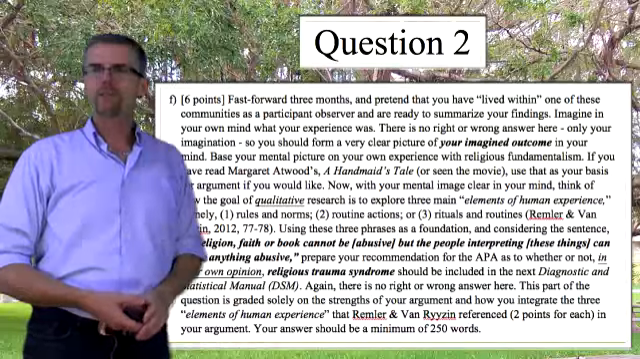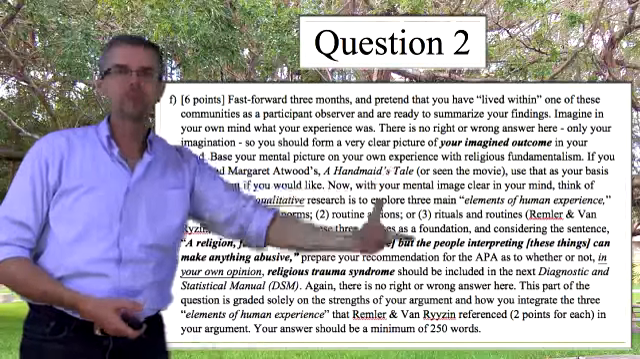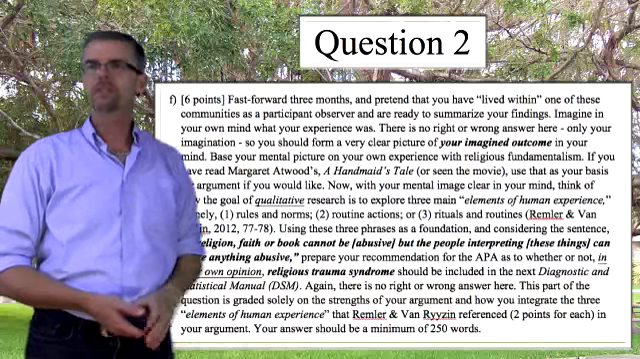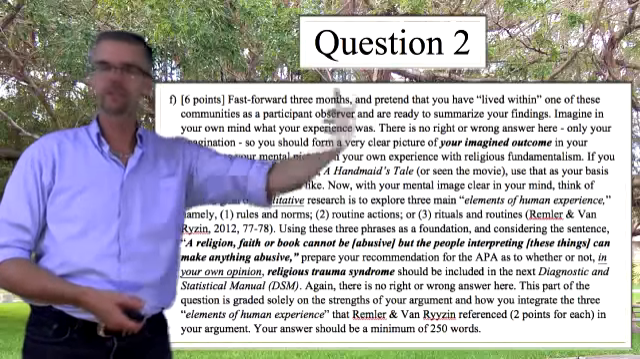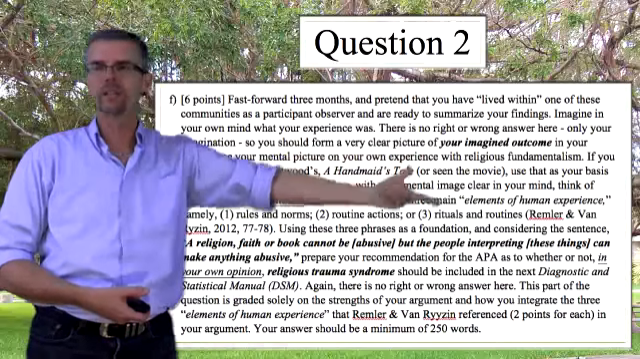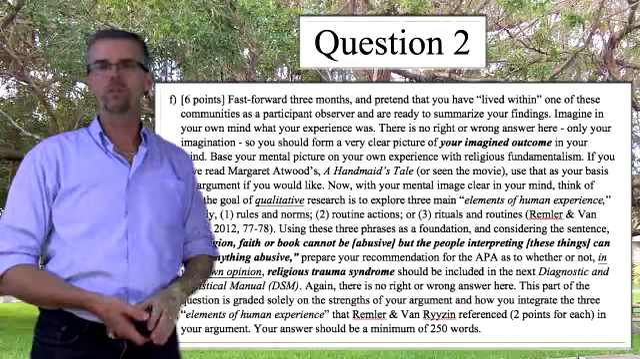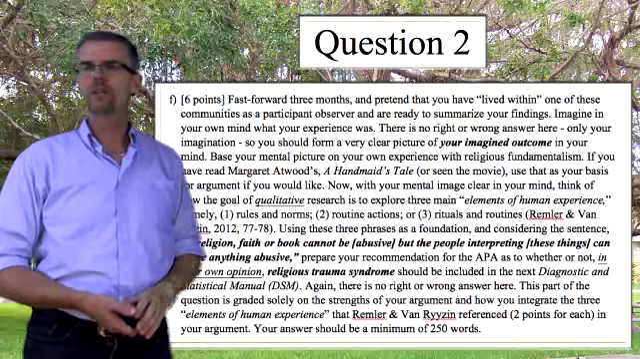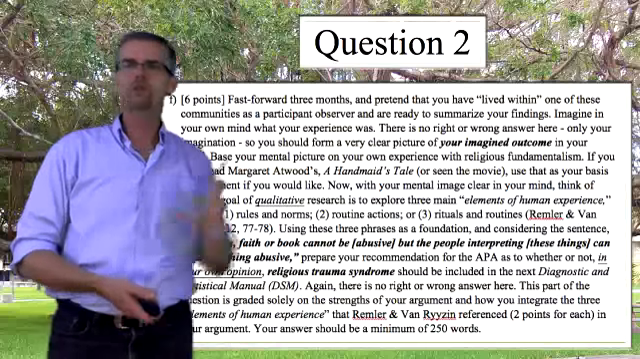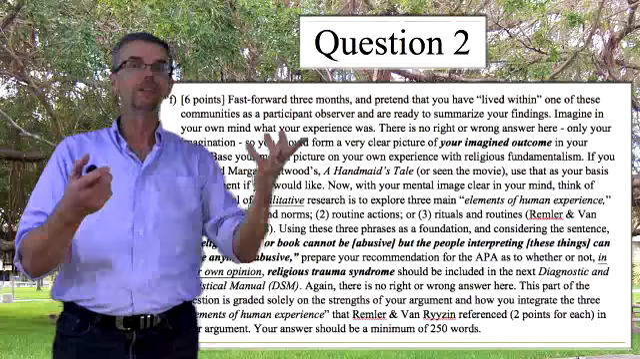Part F. Fast forward another 3 months. So now we're 9 months into our study here. 6 months to do the survey results, 3 months later to actually go in and be a participant observer in one of these communities. You're ready to summarize your findings now, and imagine in your own mind what your experience was. I'm not going to tell you what your experience was.